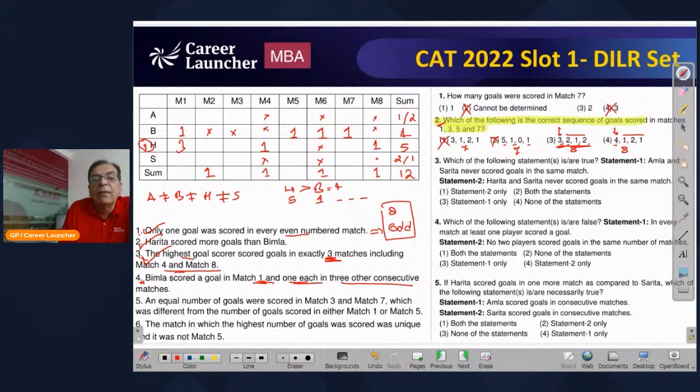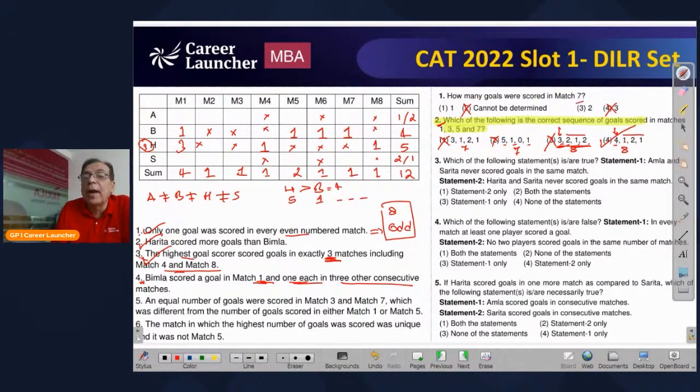So this 3, 4, 5. So these I can cancel out again. And that means match 1 will have at least 4 goals. That means choice 3 is wrong and the correct answer is this one. So what does it make it? 4, 1, 2, 1. So this is 4. This is 1. This is 2. This is 1. We have completed the table for all practical purposes.